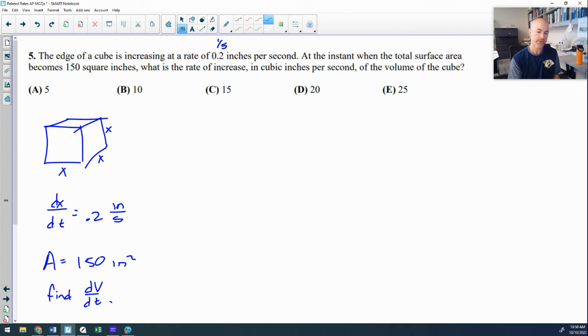So they mention 2 measurements of this cube. They mentioned surface area and they mentioned volume. Since I'm looking for the change in volume, I'm going to start with that. And you should know that the volume of a cube is x cubed. And I can't really clean that up. I'm not going to be able to make any substitution. So I'm going to go ahead and find the derivative. dV/dt would be 3x squared dx/dt.